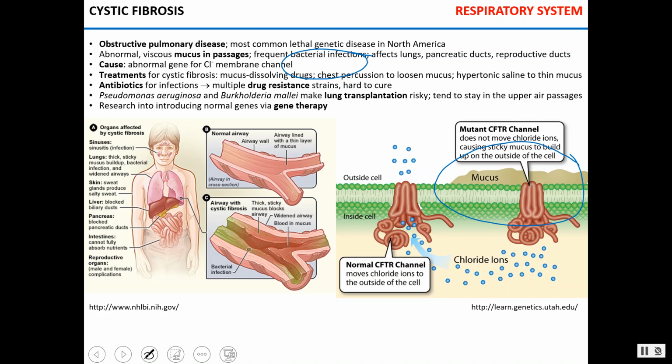Treatments are mucus-dissolving drugs, chest percussion, inhaling hypertonic saline, antibiotics prescribed for infection. The treatment, sort of the cure, is lung transplantation. The problem is that two bacteria, Pseudomonas aeruginosa and Burkholderia cepacia, may remain in the upper air passages and may lead to secondary infections after the lung transplant. So overall, it's a pretty terrible disease, which greatly reduces the lifespan of the people that are affected.